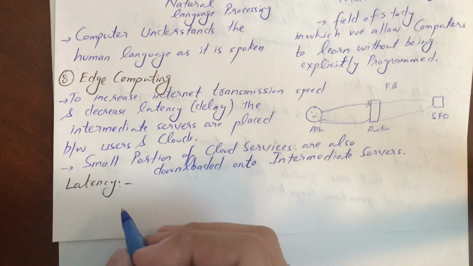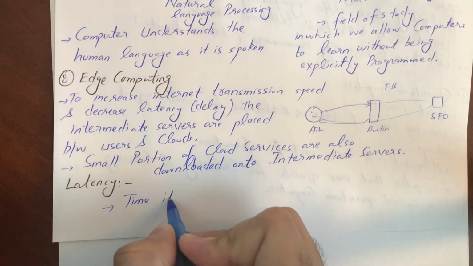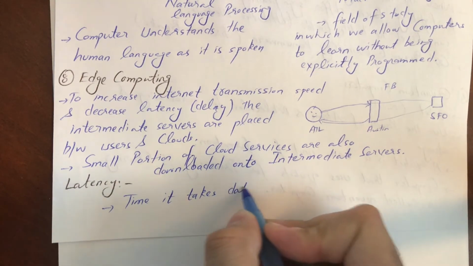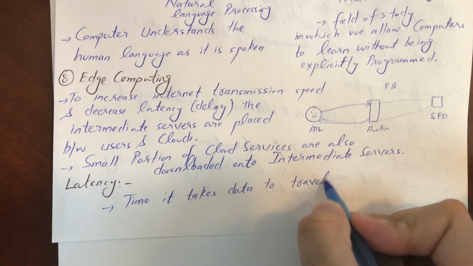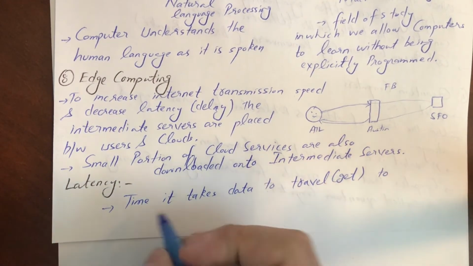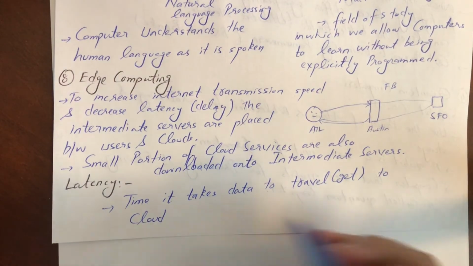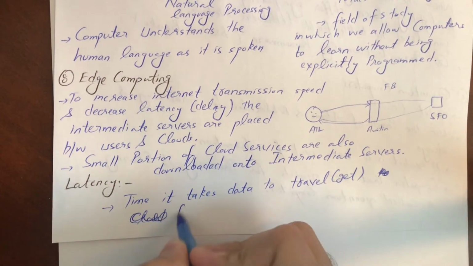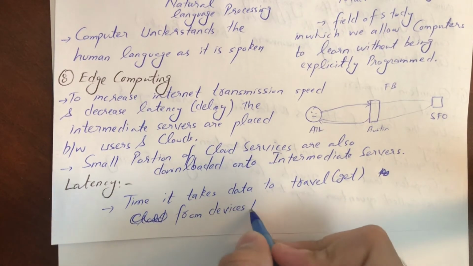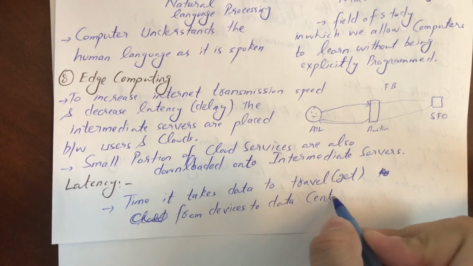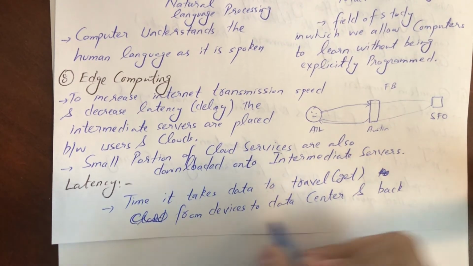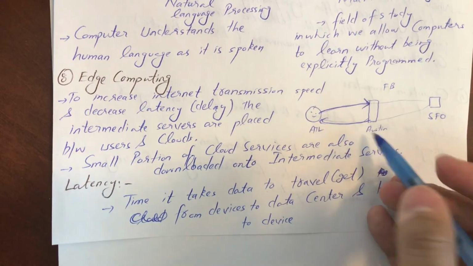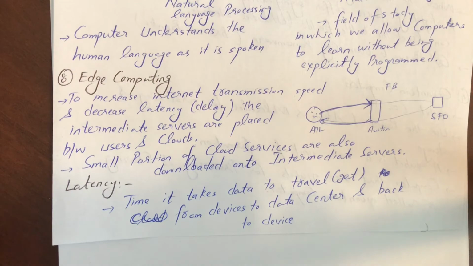Latency, the word that we have used here, is basically the time it takes data to travel to the cloud, or you can say the time it takes data to travel from devices to a data center, or you can say cloud, and back to the device, like a round trip time. For example, from here to here, this is called latency. If the distance is less, automatically there will be less latency. If you have less latency, it means faster speed.